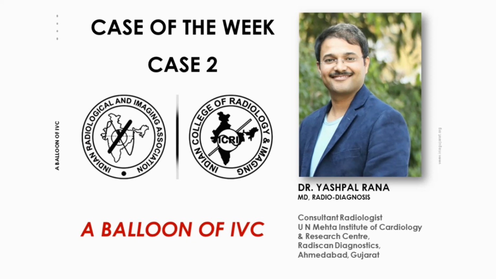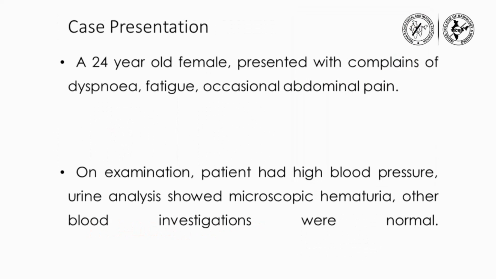This is case number 2, which I have titled A Balloon of IVC. A 24-year-old female presented with complaints of dyspnea, fatigue, and occasional abdominal pain. On examination, patient had high blood pressure, urine analysis showed microscopic hematuria, and rest of all blood investigations were normal.